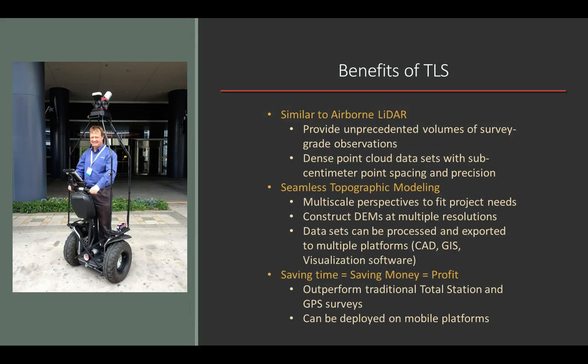And of course, because of the massive rate at which the data is acquired, it oftentimes, depending on the project, will outperform traditional survey methods such as GPS and total station, especially if it is deployed on a mobile platform.